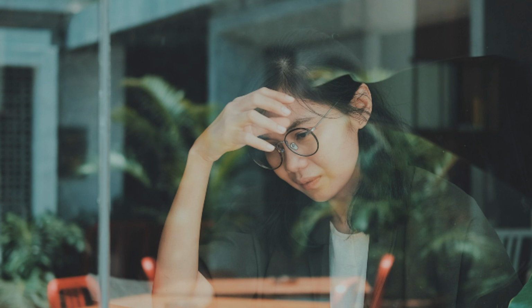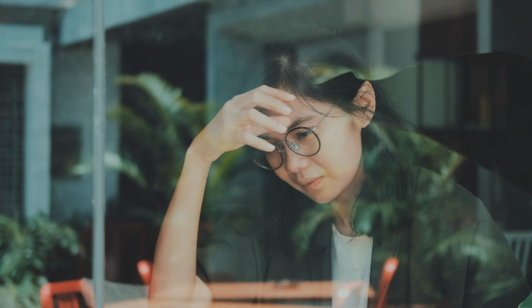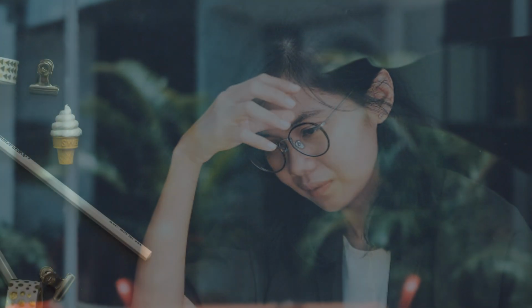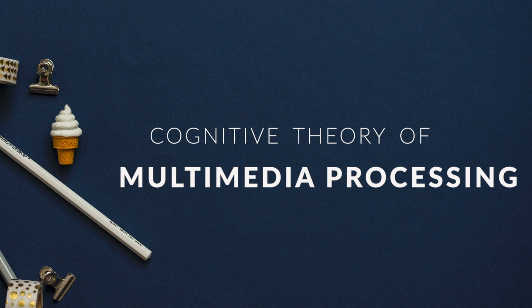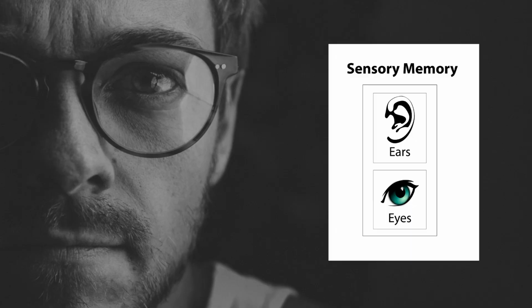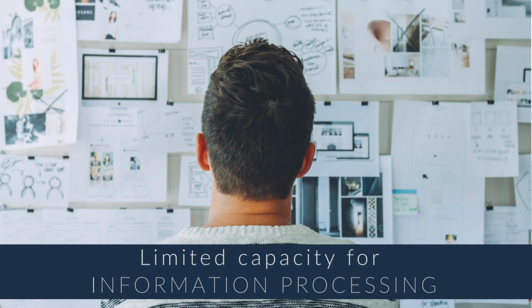Many theories have been put forward to explain how people learn and process information. One such theory is the cognitive theory of multimedia processing. This theory is based on three main assumptions. Assumption number one is that we all have two separate channels for information processing, a visual channel and an audio channel. Assumption number two is that we have limited capacity as to how much visual and audio information we can process at one single time.